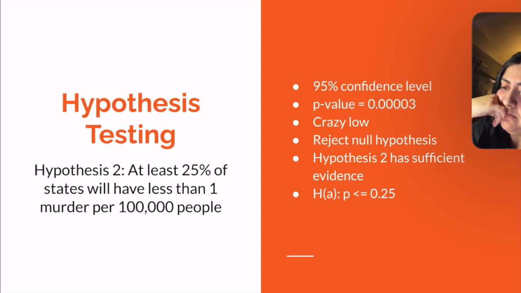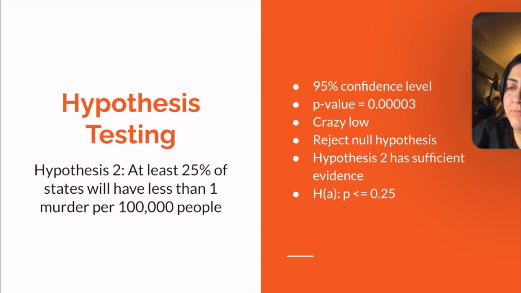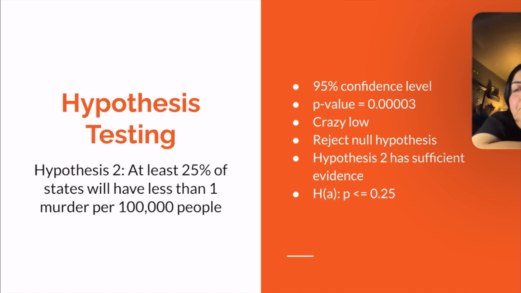For our hypothesis testing of the second hypothesis, at the 95% confidence level, we get a p-value of 0.00003, which is very, very low, and it is definitely less than 0.05, so we're going to reject the null hypothesis, and therefore we can, with sufficient evidence, conclude that at least 25% of states will have less than one murder per 100,000 people, and mathematically that would be that p is less than or equal to 0.25.